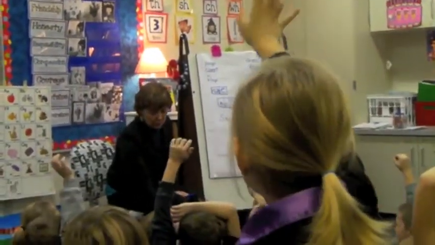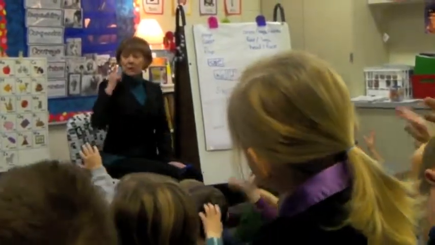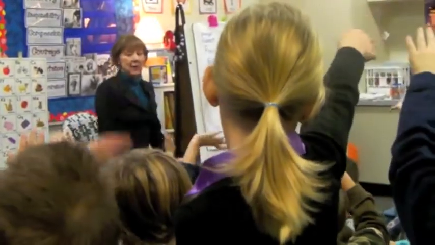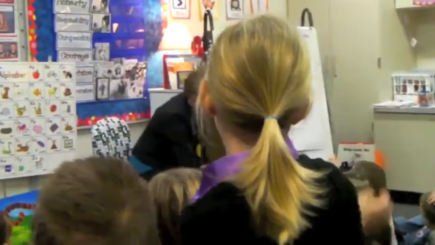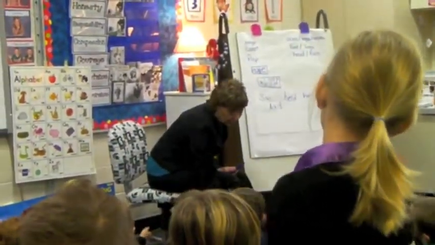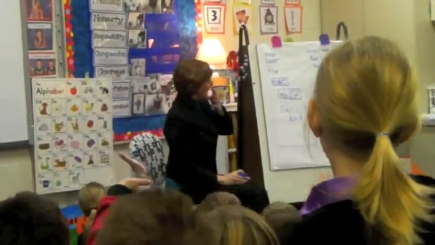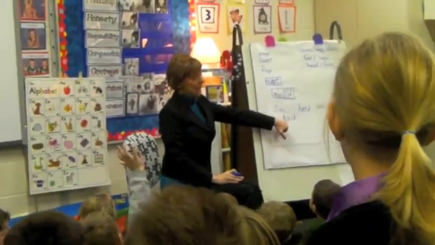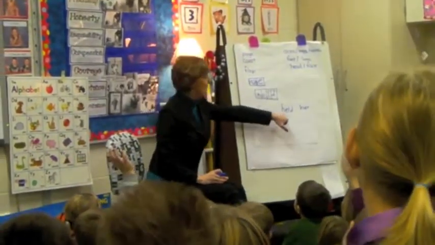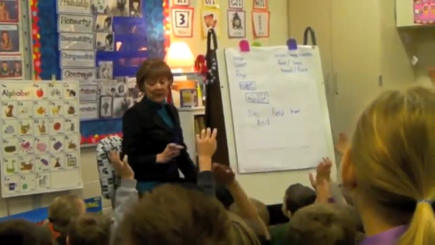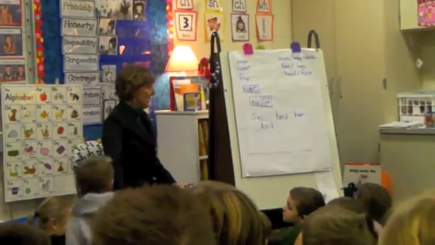Now, a comma's down low. Can you make a comma down low? But when we do an apostrophe, it's up high. Okay, make a comma for me down low. Now up high for the apostrophe. Okay, that's what we need. We need that high one. We need that apostrophe. Who could come up and make that up high for me? Can you do that? Make that up high for me.